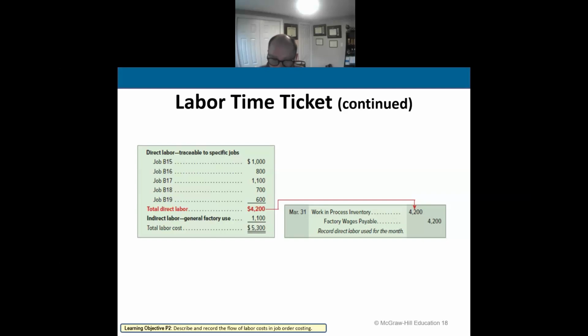Make sense? Yes, it makes sense. Okay, great. So remember, work in process, I take my direct materials plus my direct labor. That's work in process.